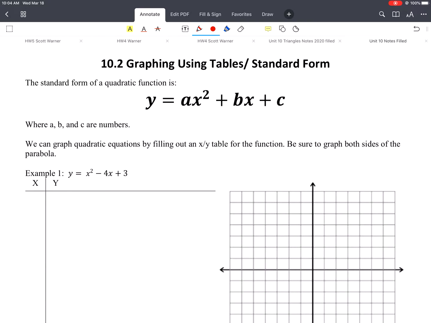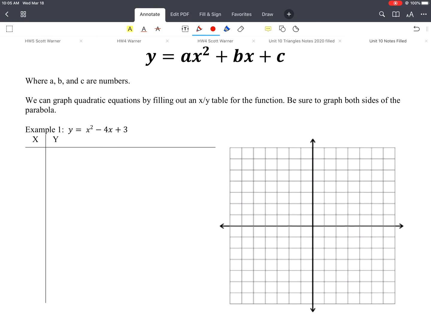Okay? So a, b, and c, those are just coefficients. They're just numbers. c is a constant. You can graph equations by filling in this table below. Okay, so we're going to fill in this table and graph.